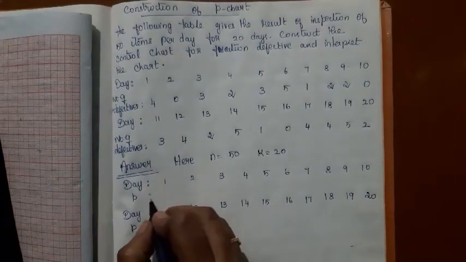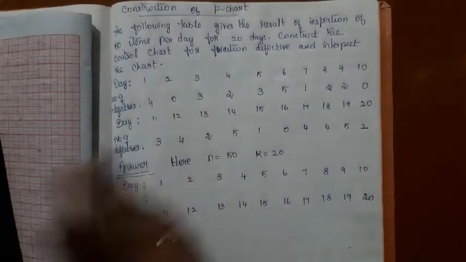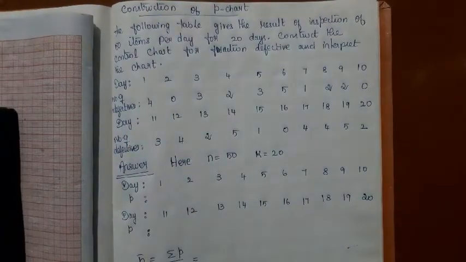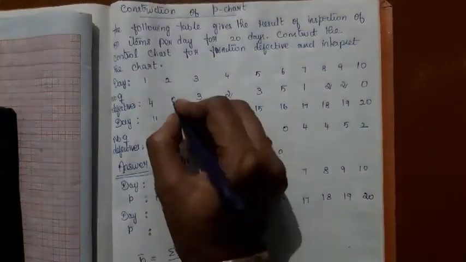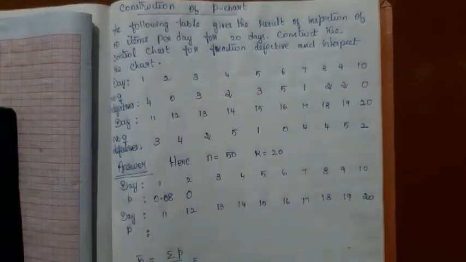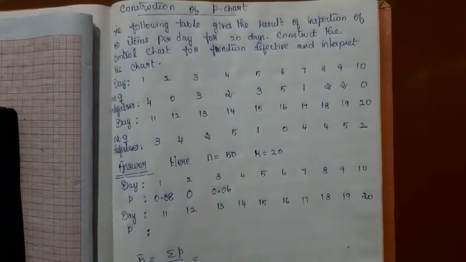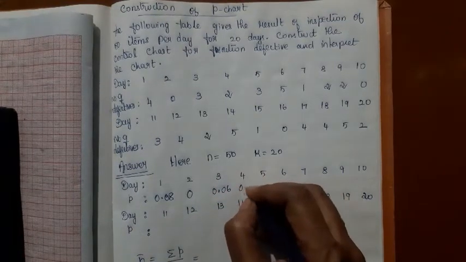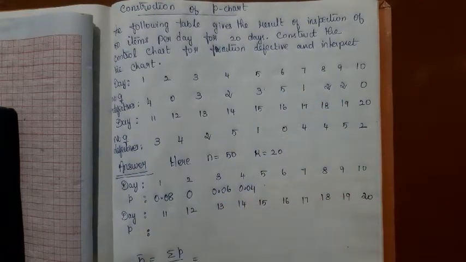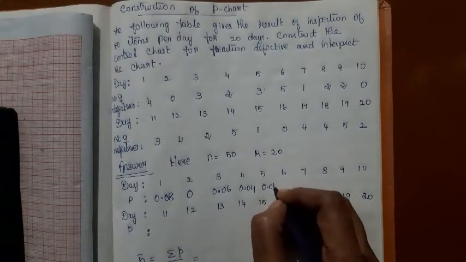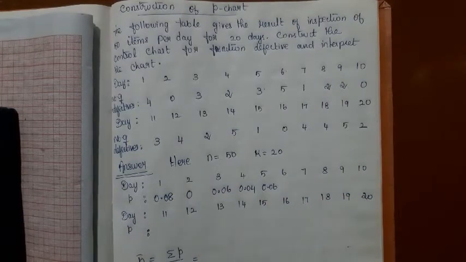Now, we should compute the fraction defectives for each of the 20 days. First day, out of 50 items, 4 were defective. So, what is the fraction defective? 4 divided by 50. Then 0 divided by 50. 3 divided by 50. 2 divided by 50. For fifth, it is 3 divided by 50. On sixth day, it is 5 divided by 50. 5 divided by 50 is 0.1.